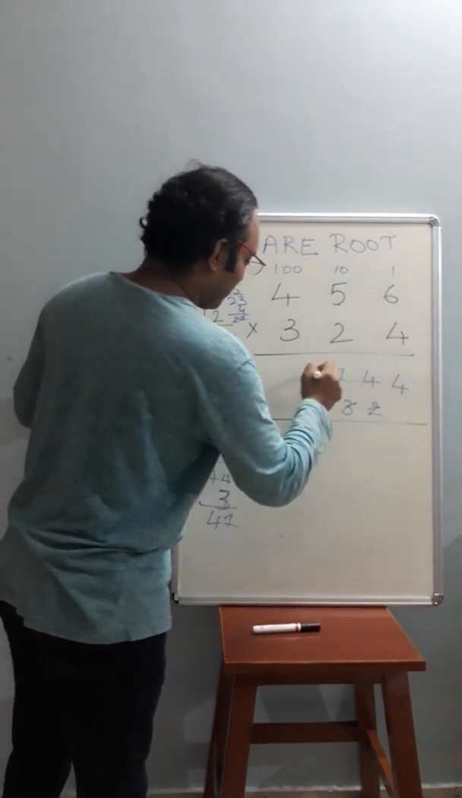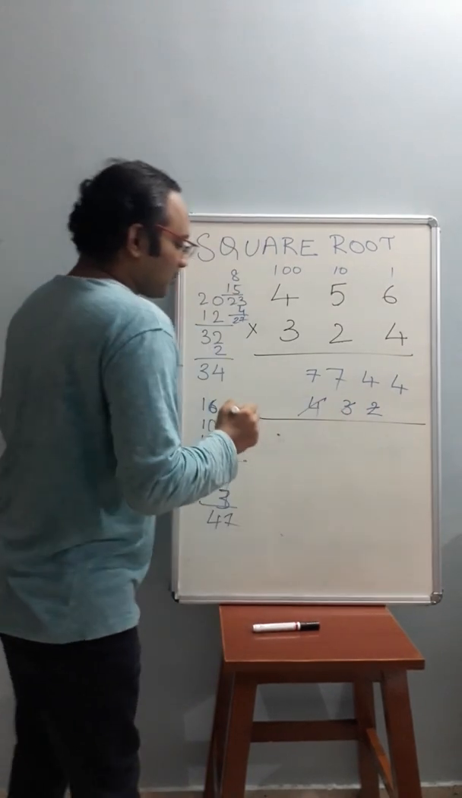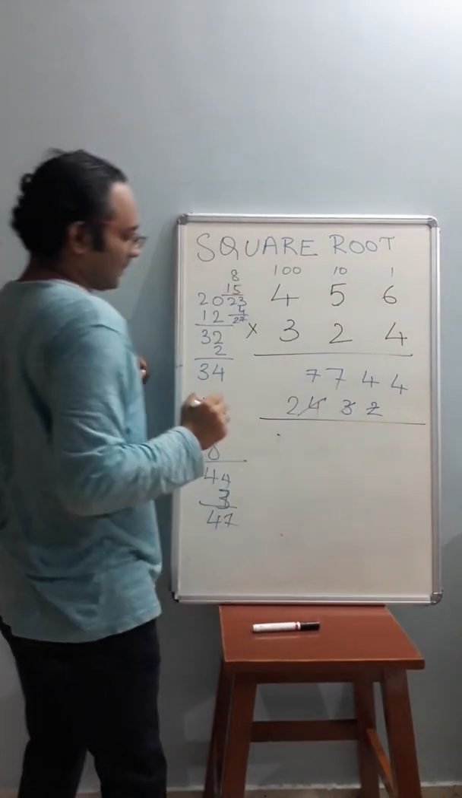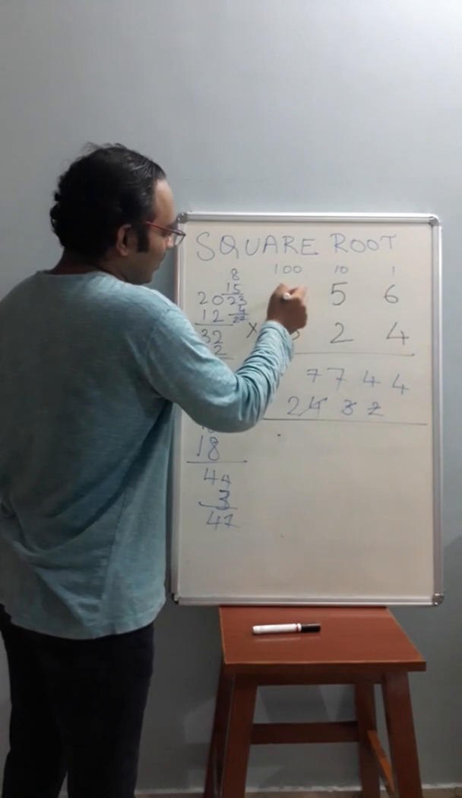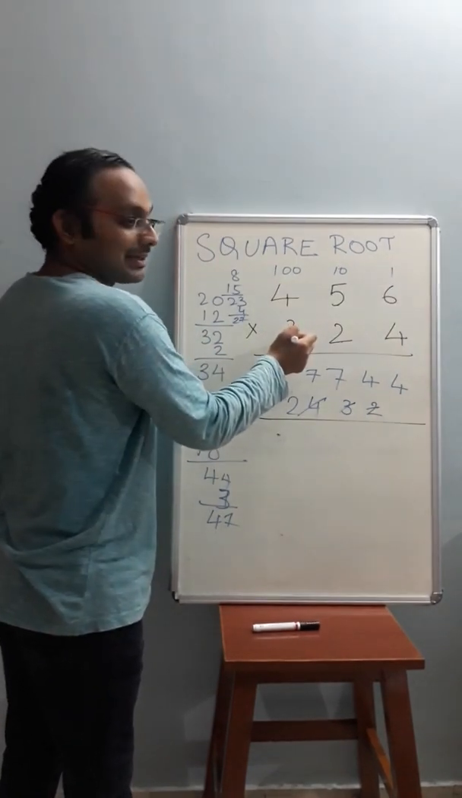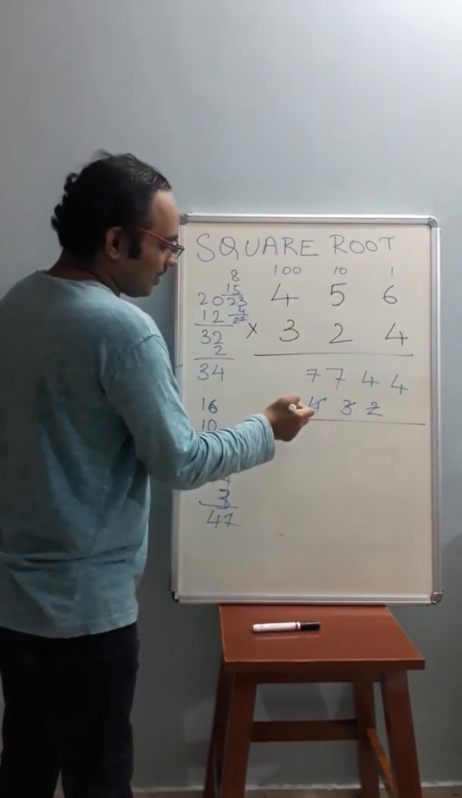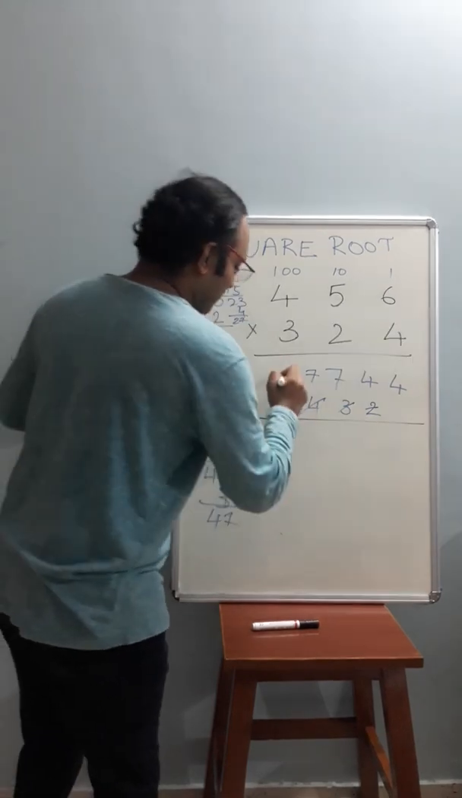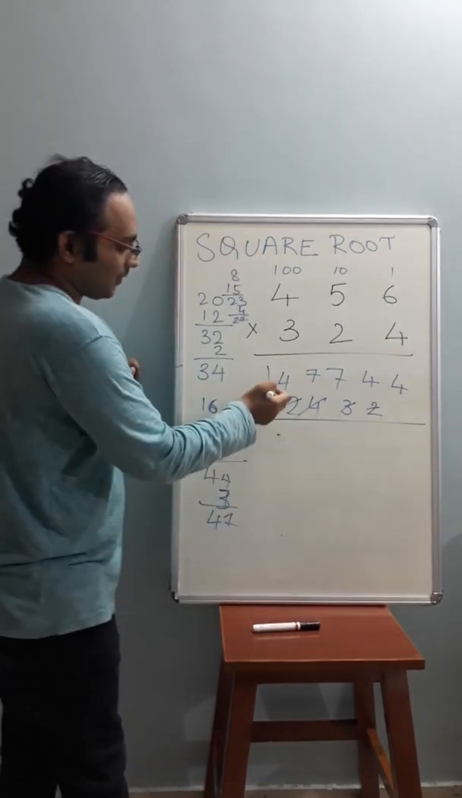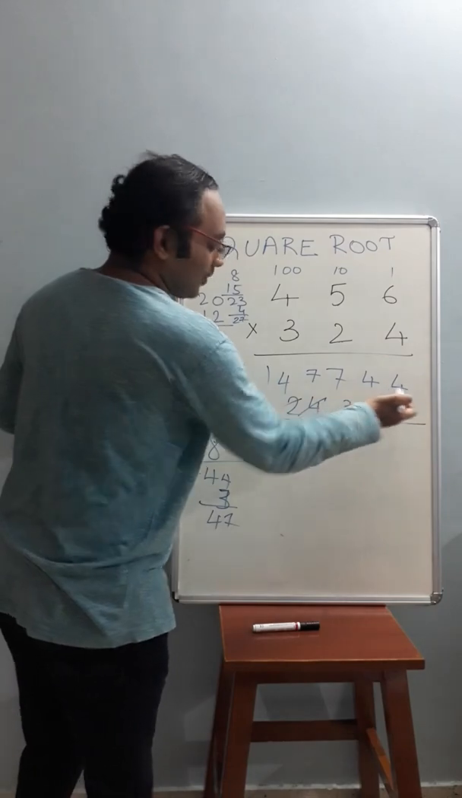So this would be 7,000 and 2 would go as a carry. Now 4 hundreds into 3 hundreds, that is 12. We already have 2 carry. So this will be 14. So 147744. This is the answer.